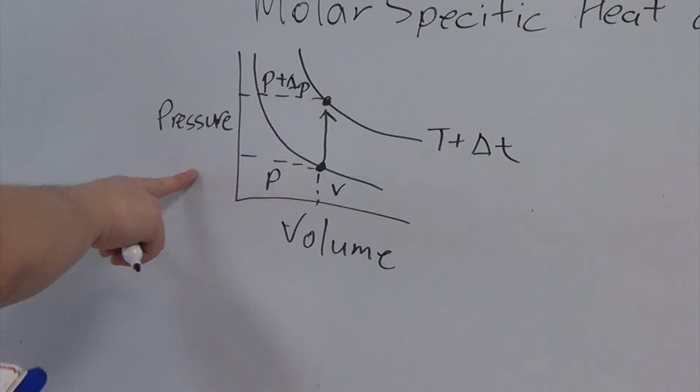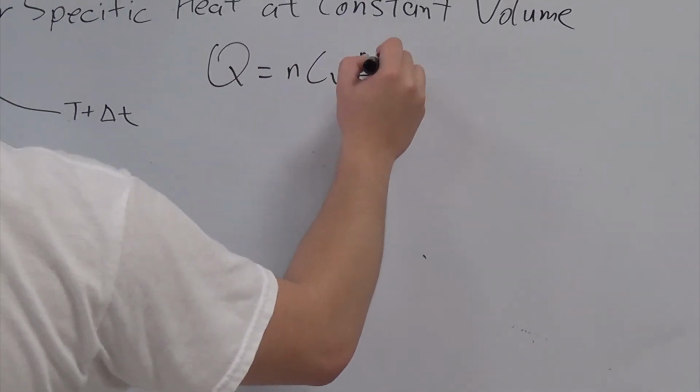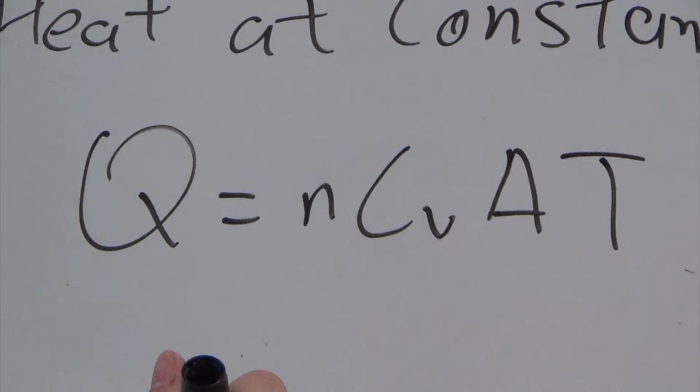Next, we will solve for the molar specific heat at constant volume. This graph shows that in order to increase the pressure, P, a certain amount, delta P, at a constant volume, the temperature, T, is increased by an amount, delta T. Q is the amount of heat added into the system to increase the energy of the gas. Through experiments, Q is related to the temperature change, delta T, by Q equals n C sub V delta T, where C sub V is the molar specific heat at constant volume.